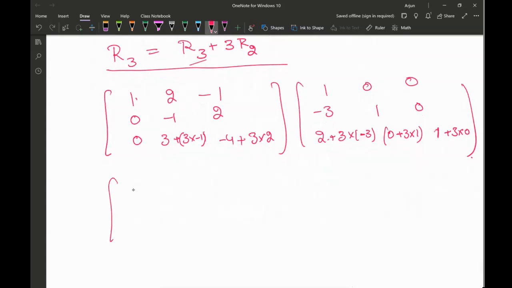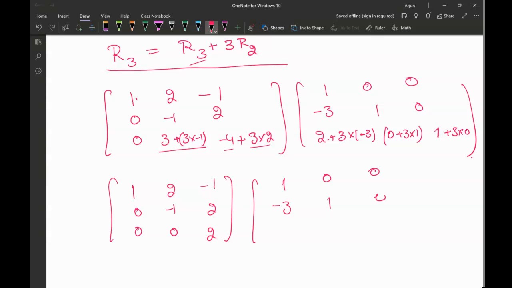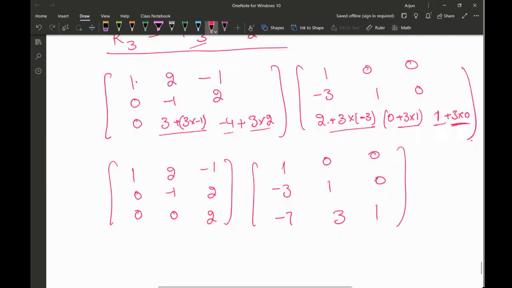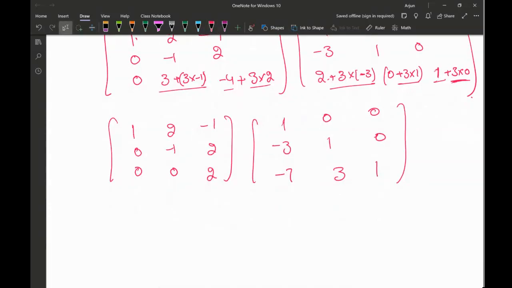And now let's simplify this one. 1 0 0, 2 minus 1 minus 1 2 here. So this will become 3 minus 3 0, and this will become 4 minus 4. This will become 2, positive 2. And then here 1 minus 3 0 0 1 0, and this will be minus 9 plus 2, minus 7, and then this will become 3, and this will become 1, because 3 times 0 is 0, and 1 plus 0 is 1.